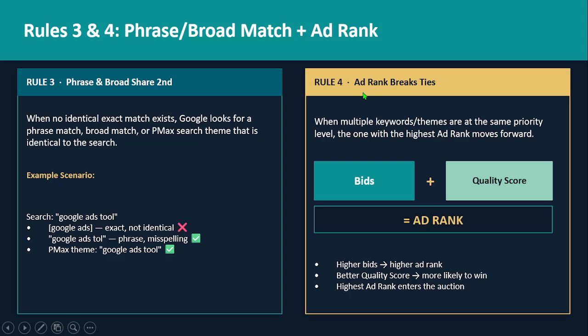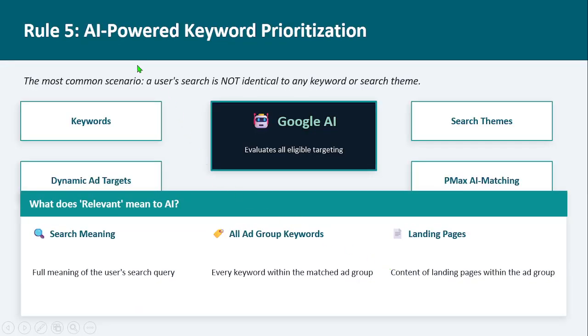And rule number 4, ad rank breaks ties. When multiple keywords or themes are at the same priority level, the one with the highest ad rank moves forward. We know bid plus quality score equals ad rank. So a higher bid means a higher ad rank, and a better quality score makes you more likely to win. The highest ad rank enters the auction.